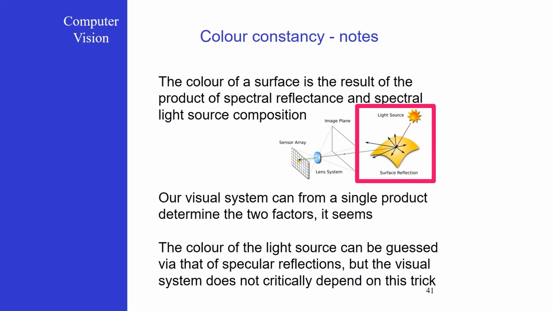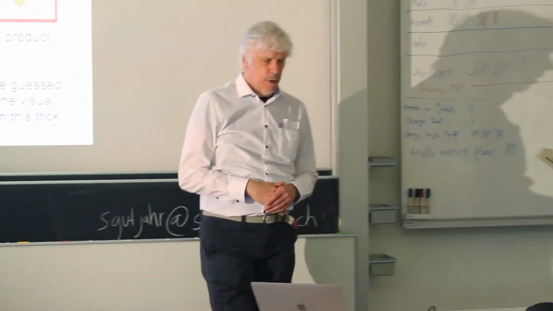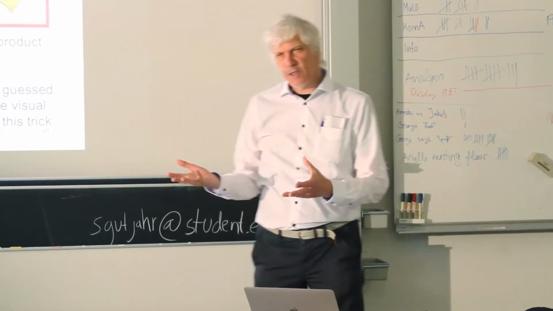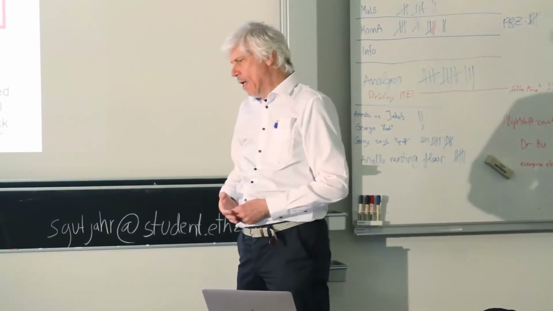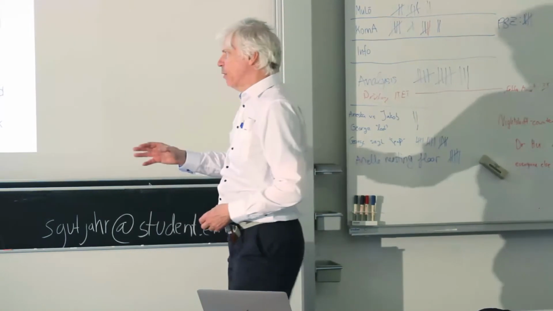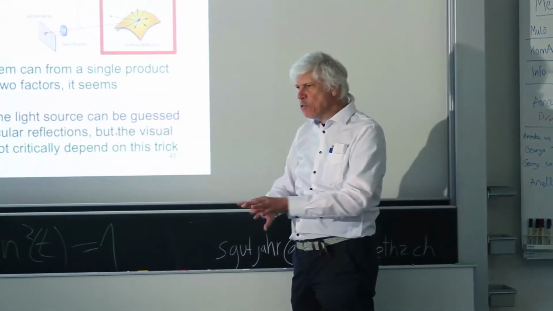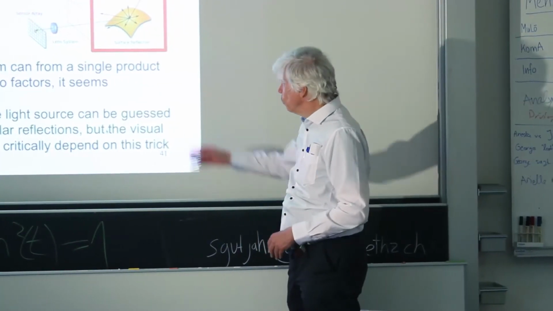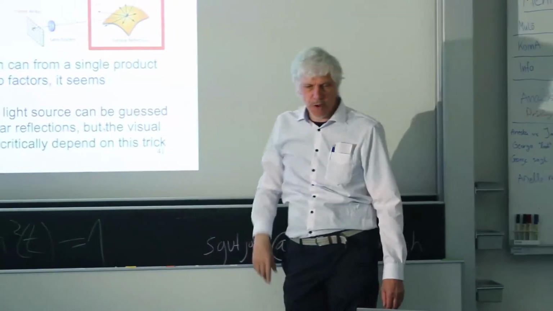Yeah, this is, by the way, a trick you could use if you have a specular reflection. These are places where the surface acts as a mirror, and you see the pure color of the illuminant. But it's not like human vision really needs that trick. So we don't need any specularity in scenes to do that disentanglement. We can do it in any kind of scene almost.